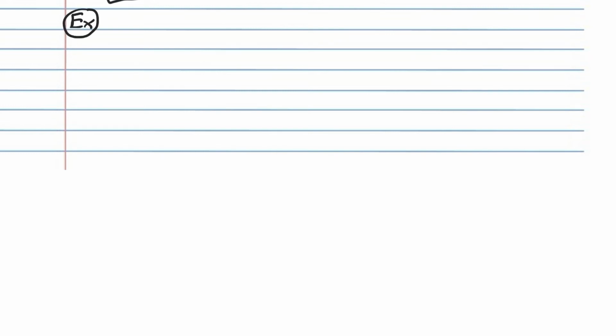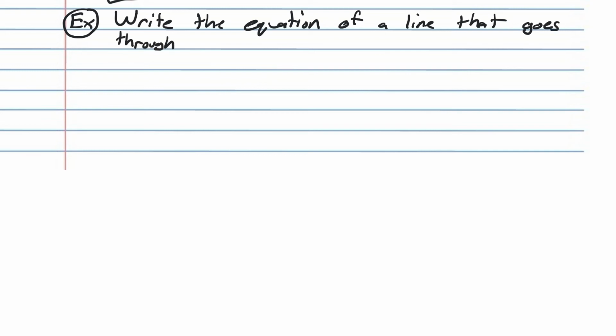And again, it's going to start out the same way. So write the equation of a line that goes through (1, -5) and is perpendicular to the line y equals 1/8 x plus 2. Now don't let the fraction scare you, okay? It's not going to be that bad.